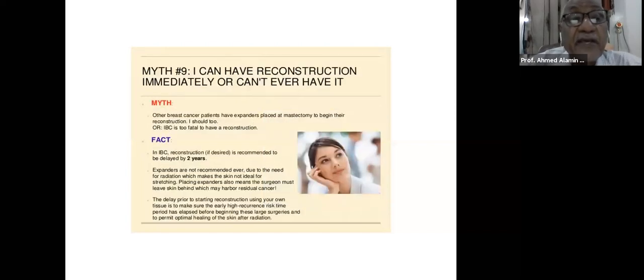Myth number 9: other breast cancer patients have expanders placed at mastectomy to begin their reconstruction. Is inflammatory breast cancer too fatal to have reconstruction? In inflammatory breast cancer, you cannot use expanders because usually the skin is deficient. You remove a lot of skin and you cannot expand it. Secondly, you need radiation, which will weaken the skin, and the expander usually needs constant filling to attain the size of the breast you want.